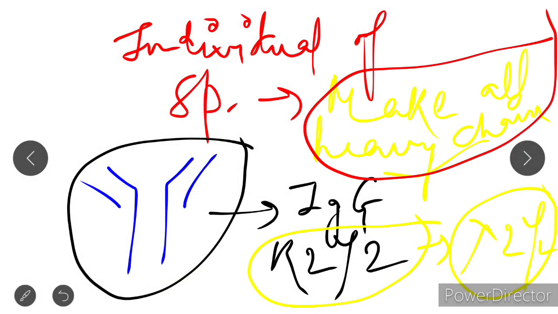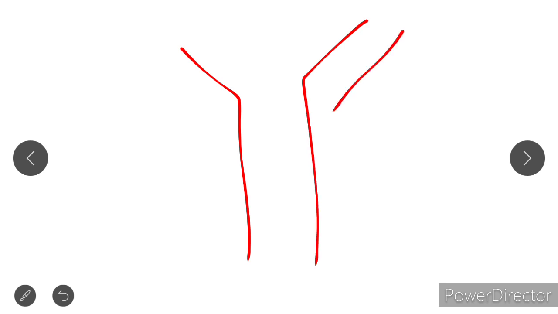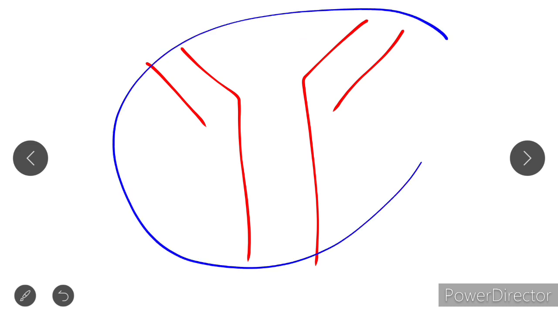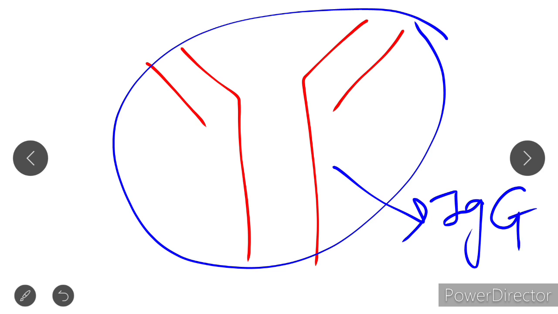Similarly, an individual of a particular species makes all light chains, but in the case of an antibody molecule, only a particular class of antibody and a particular major class of light chain will be there. For example, if this is an antibody molecule made up of both heavy chain and light chain, and this antibody belongs to the IgG class, then what will the structure be?